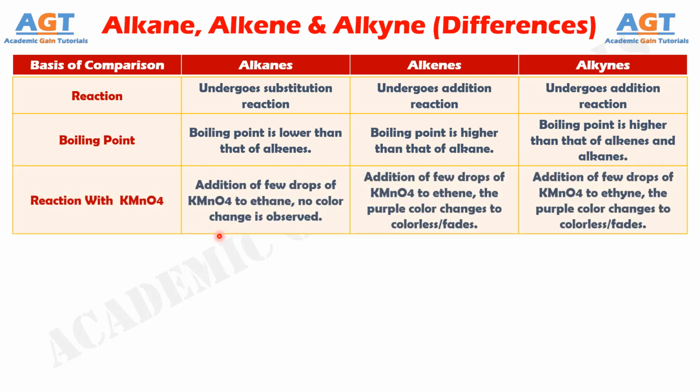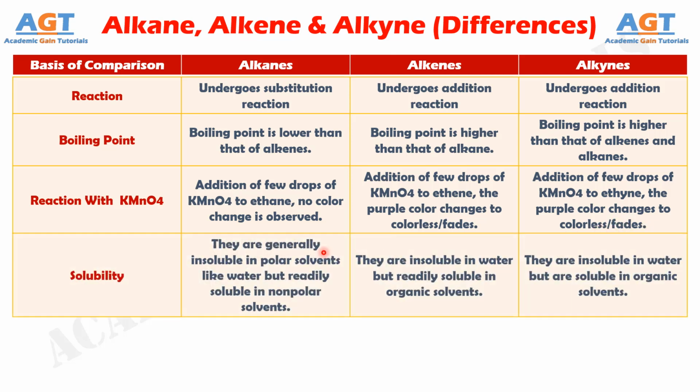If we differentiate them in terms of reaction with potassium permanganate, in the case of alkanes, with the addition of a few drops of potassium permanganate, no color change is observed. In the case of alkenes, with the addition of a few drops of potassium permanganate, the purple color changes to colorless, or fades. In the case of alkynes, the purple color also changes to colorless, or fades.